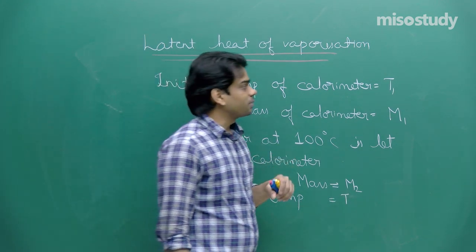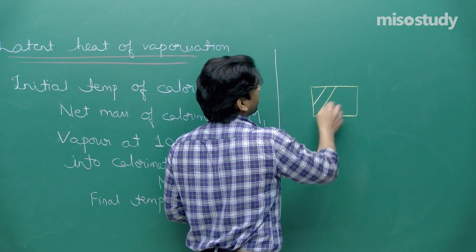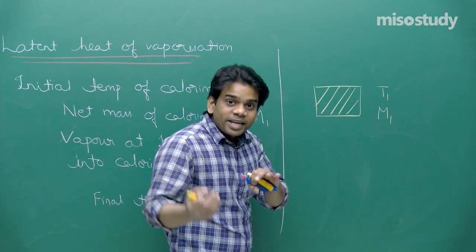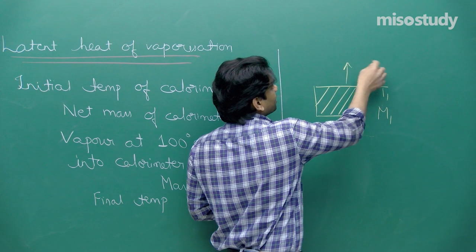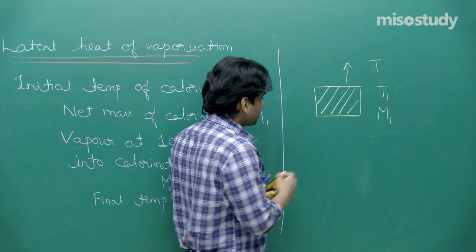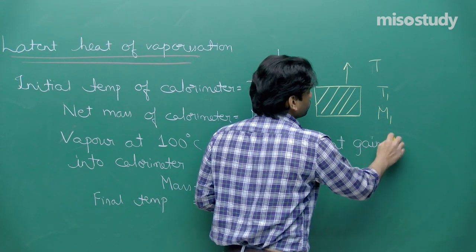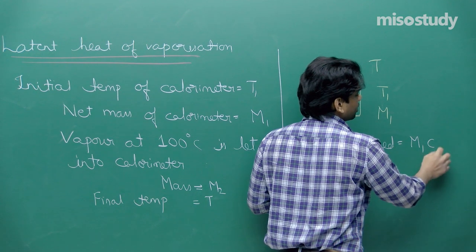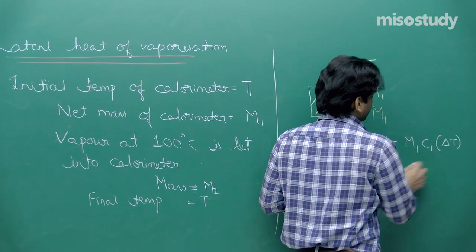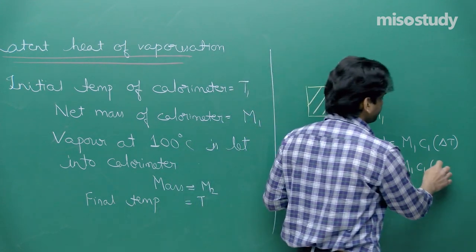Now, what process has taken place? Try to understand. This calorimeter that we have taken, whose mass is M1, its temperature is T1. When heat is passed, its temperature rises to T. What will be the amount of heat energy gained? The amount of heat energy gained will be equal to M1 C1 delta T, where C1 is the specific heat of water. That will be M1 C1 into T minus T1. Quite simple.